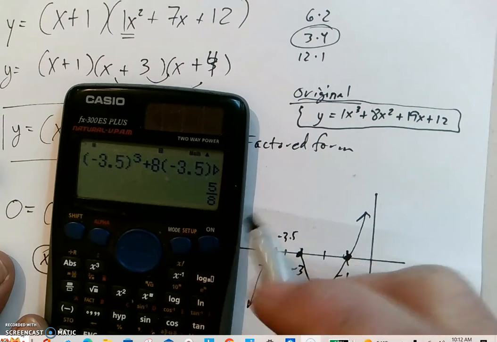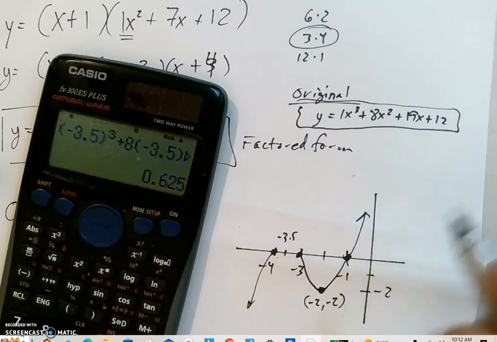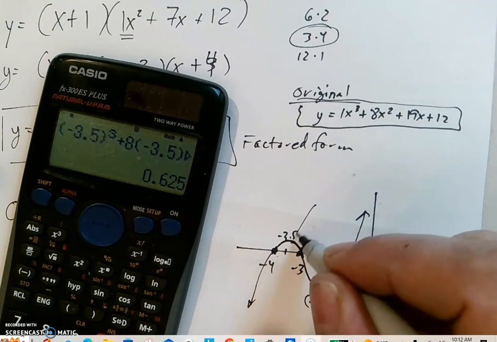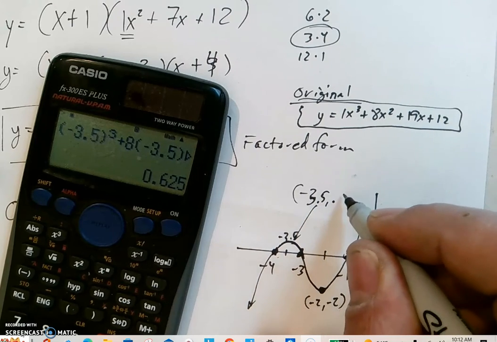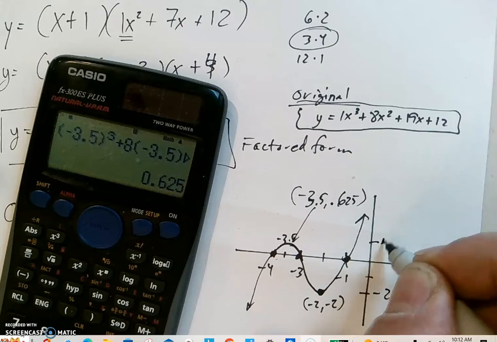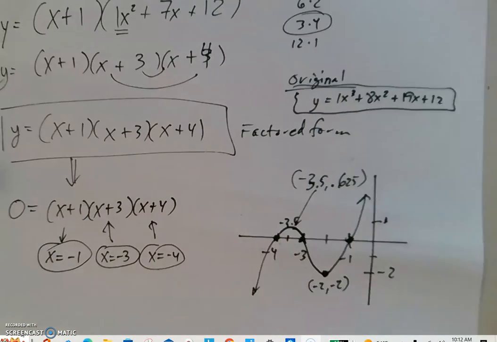Okay, 5/8. That's kind of small. Change that to decimal, it's 0.625. So that just barely goes above here, right there. When we plugged in -3.5, we got 0.625. So a little bit less than 1. So now we know how high it went, and we did that part with the calculator.